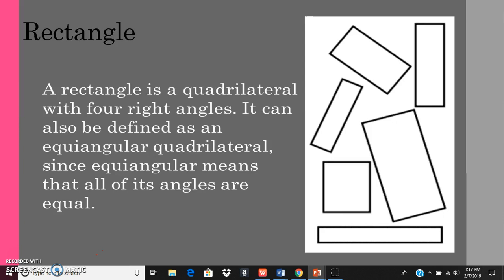So I put a picture on this slide of a bunch of different kinds of rectangles so you can see that they can be wider or skinnier and longer, and they're all still rectangles.